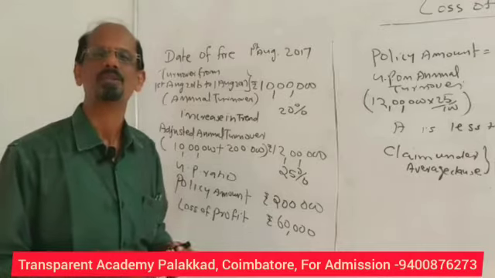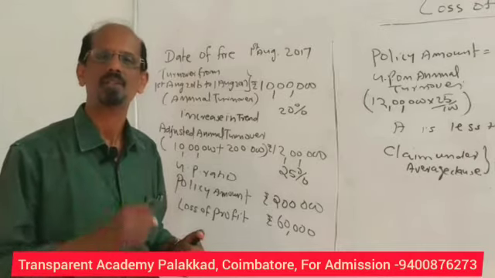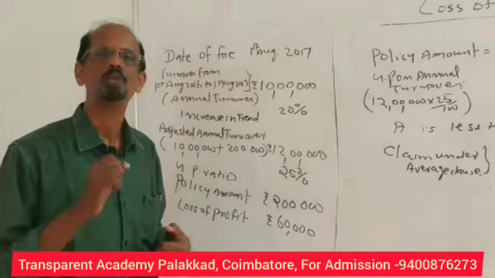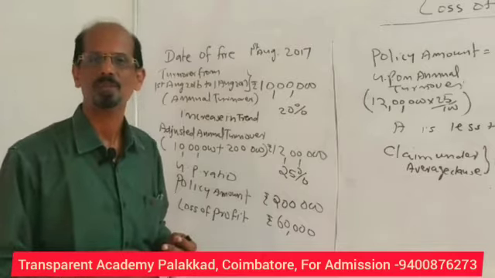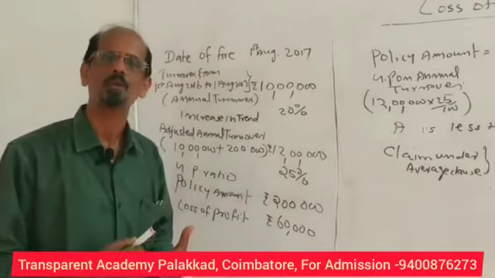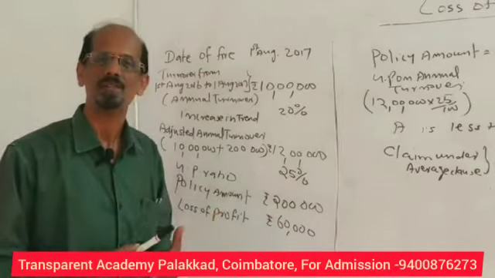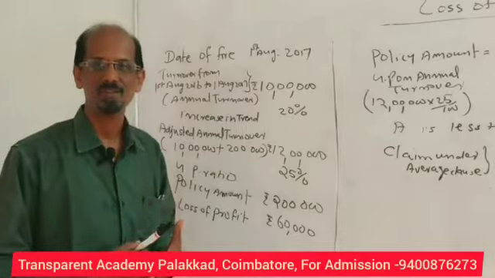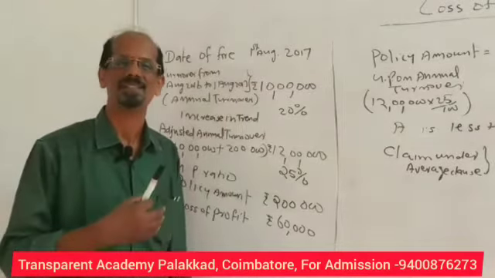And now we are going to study how this average clause will be applied in a loss of profit insurance policy. Now what are the details given and what are the items to be compared in order to know whether there is under insurance or not? Let us see. So we will take an example and discuss the matter.